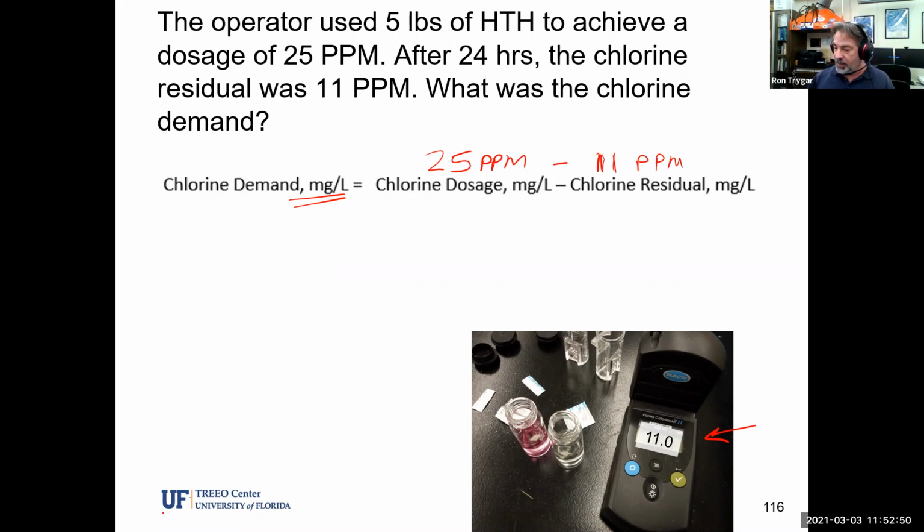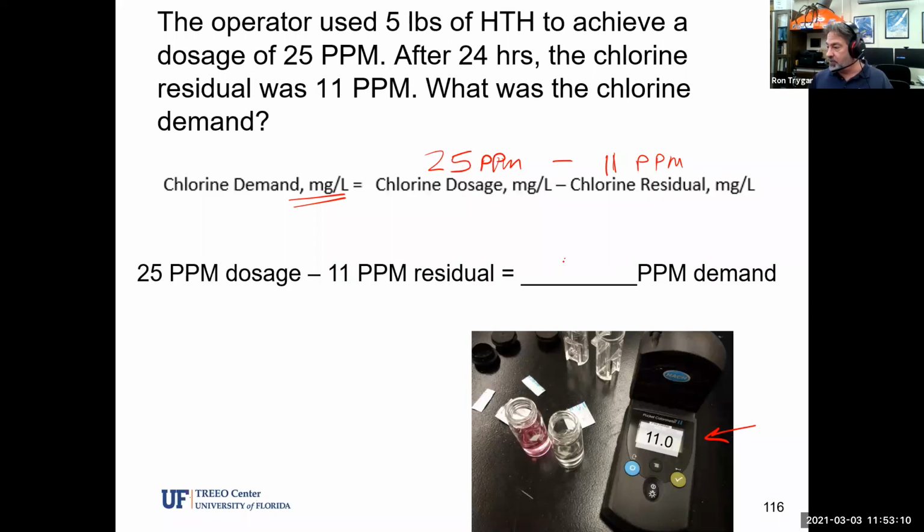So let's clean this up a little bit. I get a little sloppy as I'm working with this little whiteboard. This is ppm, and this was 11 parts per million. Okay, so we're going to subtract one from the other. 25 minus 11. So guess what? I came up with 14 parts per million of chlorine demand. That's what was consumed by the bacteria or the organics or whatever. That's what was destroyed out of the 25 parts per million, and we ended up with 11 parts per million residual. That's how you do it. That's a pretty straightforward, simple calculation if you just follow the math as it's shown.